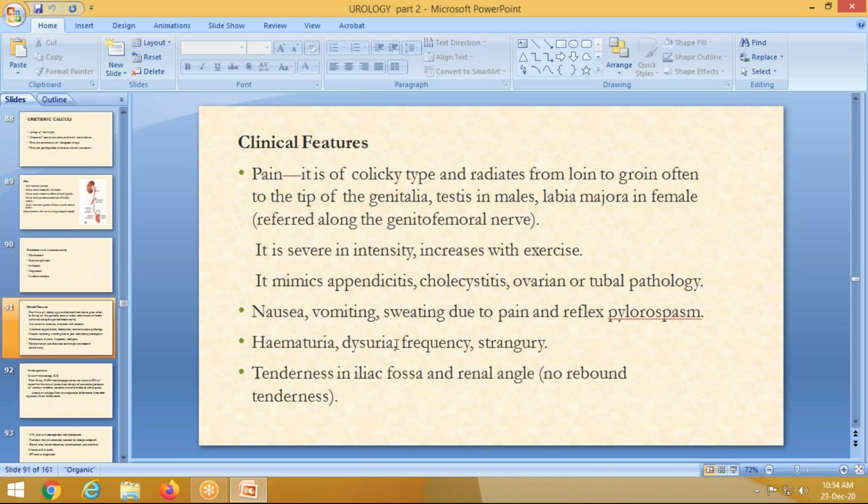Next, when you palpate the lumbar region, there is tenderness in the right iliac fossa as well as the renal angles, due to the presence of the stone in the ureter itself. But there is no rebound tenderness. Rebound tenderness means when you apply pressure over the lumbar region and release immediately, the patient may feel pain. But such a character is not present in ureteric calculi. It is present only in appendicitis and cholecystitis, but not in ureteric colic. So you can diagnose like this. Rebound tenderness is absent in case of ureteric calculi.